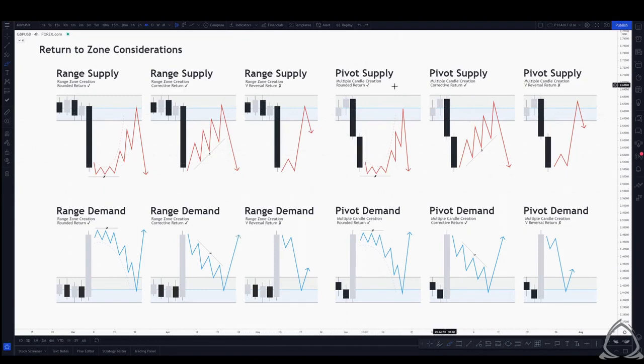And the same can be said for pivot supply and pivot demand, where we have our zones created via a pivot, and we're looking for, again, that rounded return back into that supply zone or that rounded return back into the demand zone.